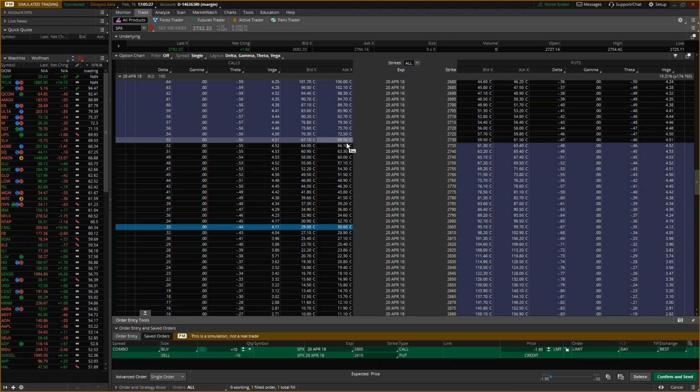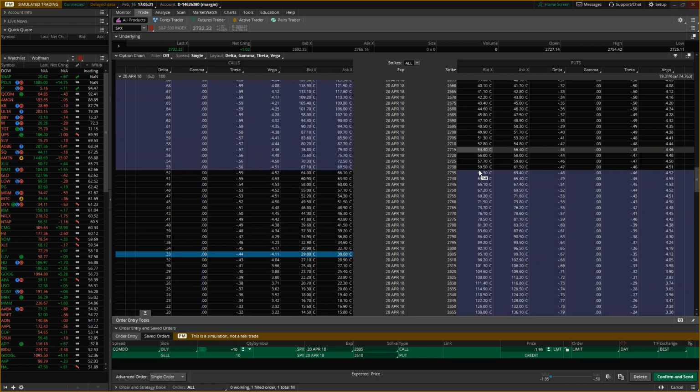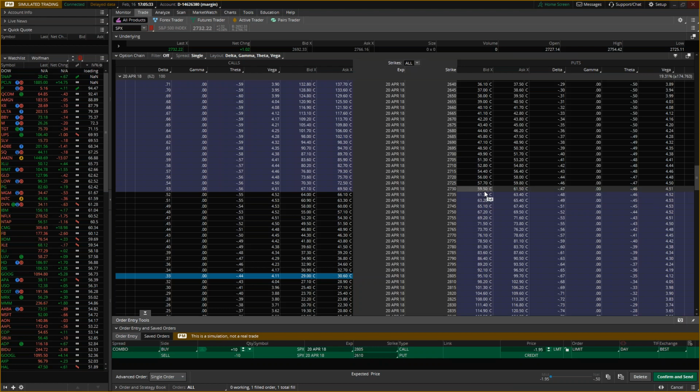Since it's right in between these two, we can start with the 27.30s here just to make math easy, all the way down to the 26.10s. 27.30 to 26.10 is 120, right? So 120 points to the downside. And then if we add 120 points to the upside, that would give us 28.55. And we're well inside of that by about 50 points.